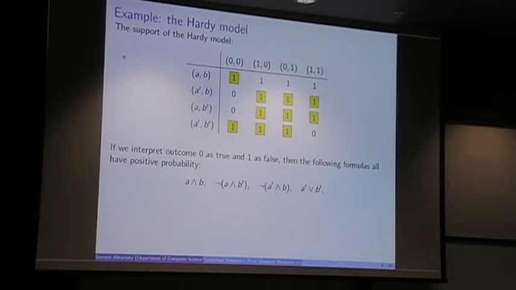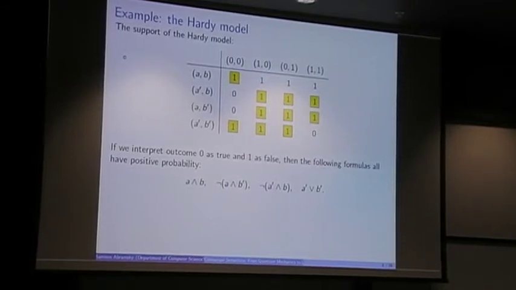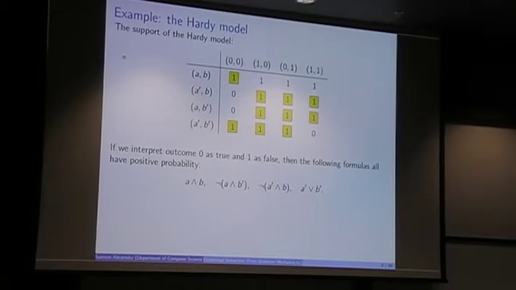Any offers? Which one were you pointing to? Sorry? Which one were you pointing to? The one on the second row. What's the probability of that event? 1. Yes. Because we've only excluded an event of probability 0. In other words, the whole support lies in the highlighted bit. So I didn't even need to know they were all 1s. I just needed to know that everything that wasn't in them was a 0. So that event must have probability 1.